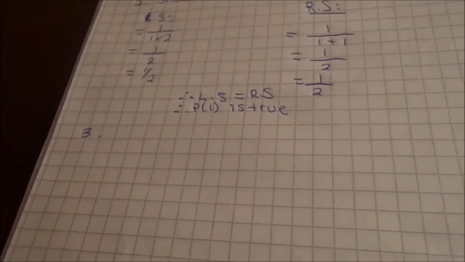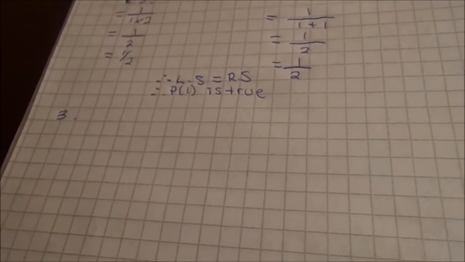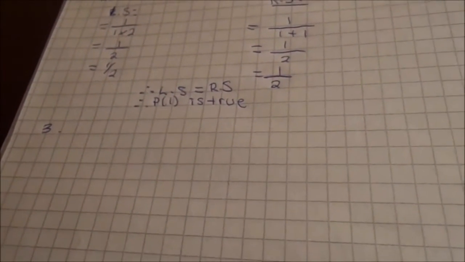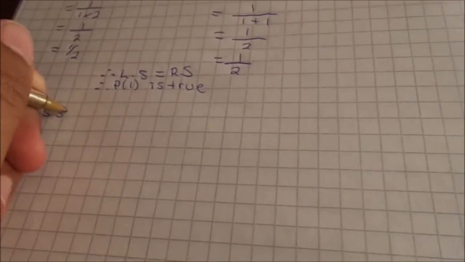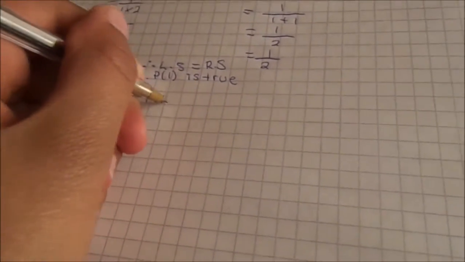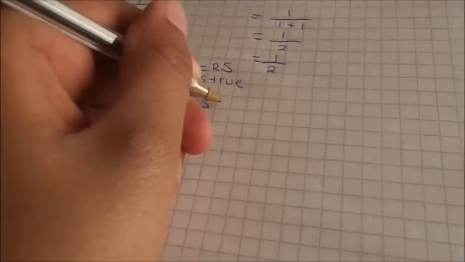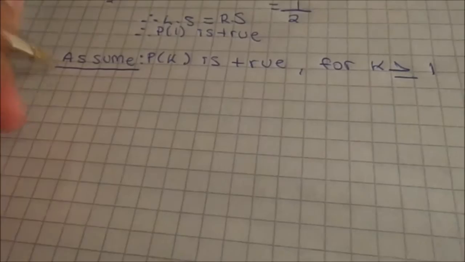Okay, so for step 3, I already wrote step 3. So for step 3, I have to assume PK is true. So I'm going to write that down. Assume PK is true for K is greater than or equal to 1. So I wrote another statement, so I said assume. I'm going to underline each one that I did.